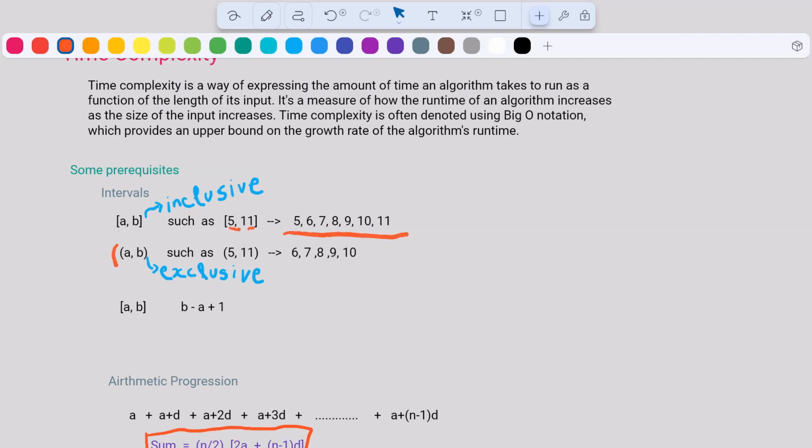And the round braces, if written a and b, mean that it is exclusive, so a and b will not be included in this structure. For instance, with 5 and 11 in round braces, all the numbers between 5 and 11 will come, and these two numbers, 5 and 11, will not be included. To get the total count of numbers for the inclusive a and b, we subtract a from b and then add 1 to it.